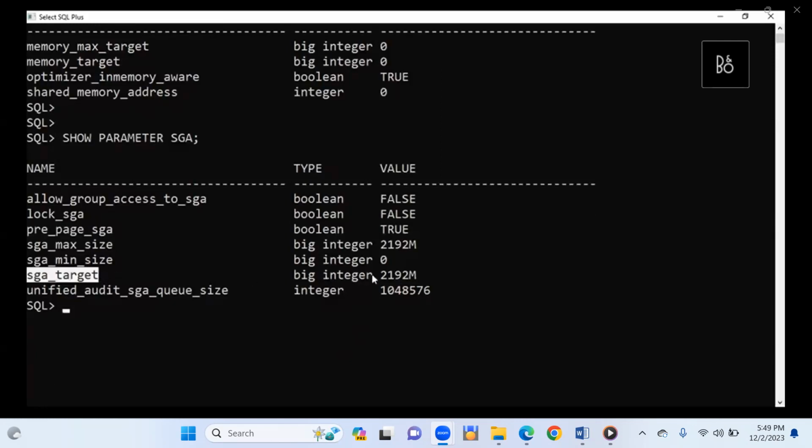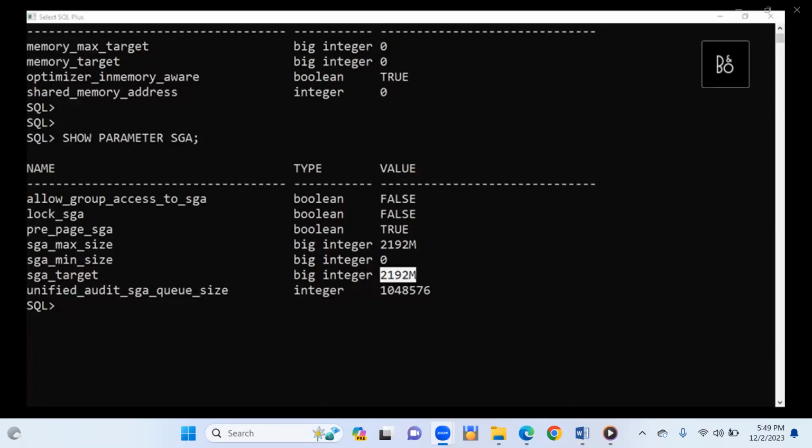If you look at the way it's allocated, you can see that the value is not 0, but it is 2192 MB. So it means that out of the space allocated to memory, SGA has already consumed 2192 MB.